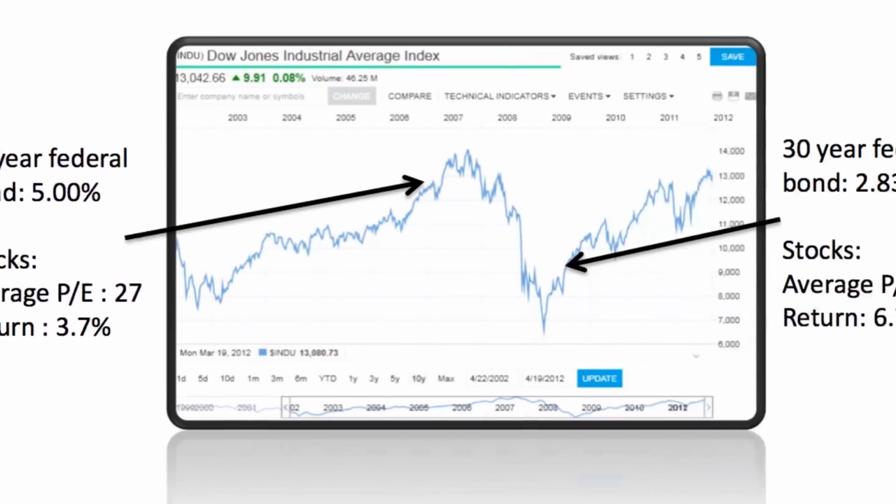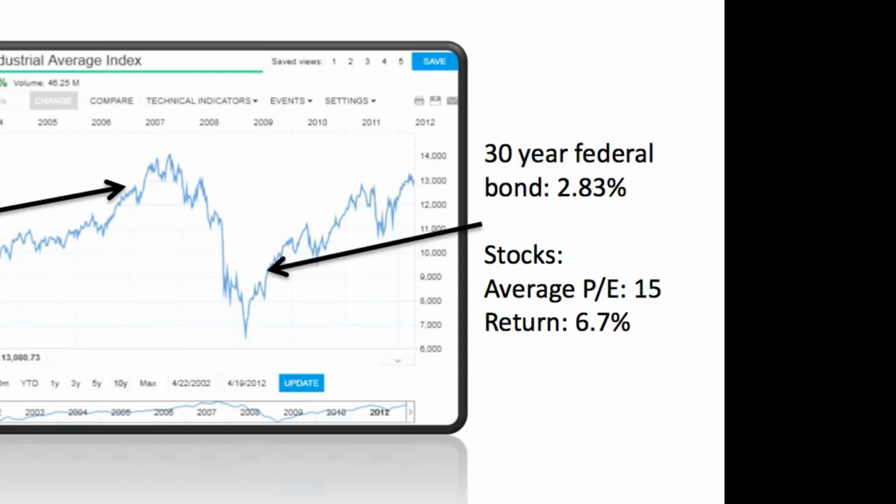Now, as we look over to the right side, let's go to 2009 and look at how the numbers changed. So now in 2009, a 30-year federal bond is now at 2.83% because the federal government's trying to stimulate the economy. They dropped the interest rates, okay? And now we look at the average price to earnings ratio for stocks, and it's a 15. So when we take the reciprocal of 15, which is 1 divided by 15, our return is 6.7%, almost double where it was 2 years earlier.